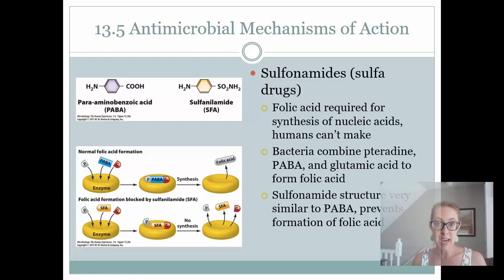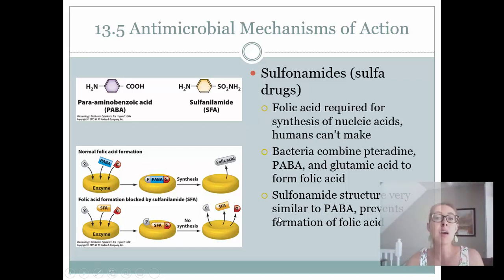It makes the folic acid. Well, if you can use a drug that prevents the formation of folic acid, you can essentially stop the synthesis of DNA and RNA. So what happens is that this para-amino-benzoic acid, PABA, has a similar structure to our sulfa drug that we're going to administer. So we have pteridine and glutamic acid come in, but this sulfa drug is sufficiently similar to PABA that it will sit in that active site. And that means that our substrates can't get in quite the right formation, and the enzyme cannot catalyze the formation of the folic acid. So in this instance, our sulfa drug is going to block the formation of folic acid.